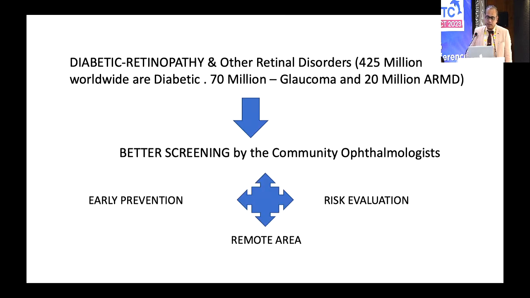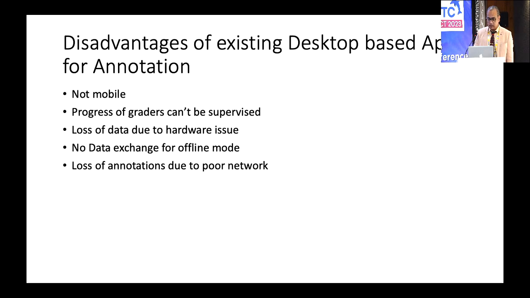As we all know, for diabetic retinopathy and other retinal disorders, there are 425 million people worldwide who are diabetic, 70 million suffering from glaucoma and 20 million from ARMD. They require better screening by community ophthalmologists for early prevention and risk evaluation, especially in the remotest of areas and especially in the COVID era. So what are the disadvantages of the existing desktop-based applications for annotation? They are not mobile, the progress of graders can't be supervised, there is loss of data because of hardware issues, no data exchange for offline mode, and loss of annotations because of poor network.